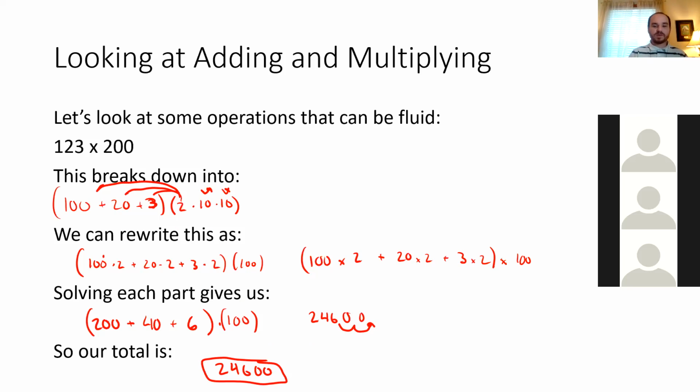Now, this is one of those rare cases where doing it this way is actually significantly longer than doing it the normal way, right? Like if I just did 123 times 200, multiplying these out, you'd get 0, 0, 2 times 3 is 6, 2 times 2 is 4, and 2 times 1 is 2. So this is one of those cases where the shortcut's actually a lot longer than the normal one. But the point remains the same. This can help you break things down.